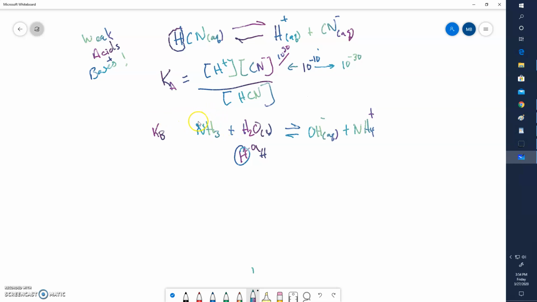So if you remember the Lewis structure, we got the NH3. Sorry, I'm writing really badly now. But it's got that lone pair of electrons there, and that is going to attract to the hydrogen.